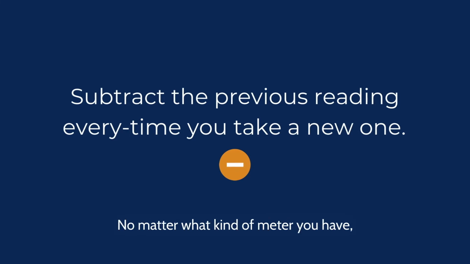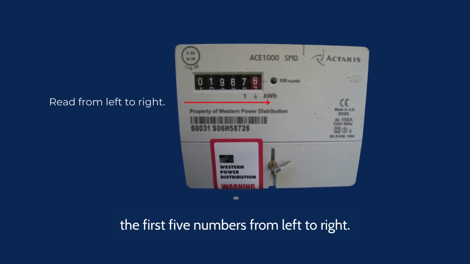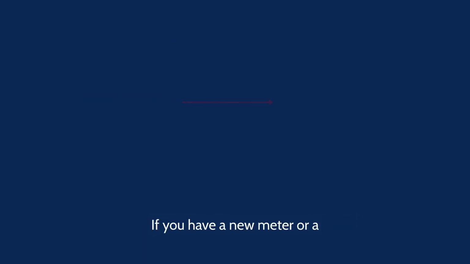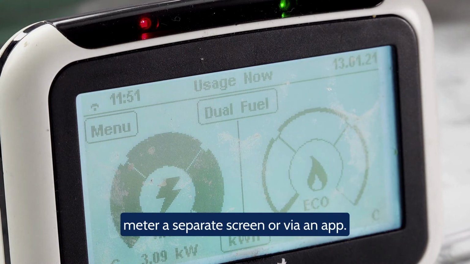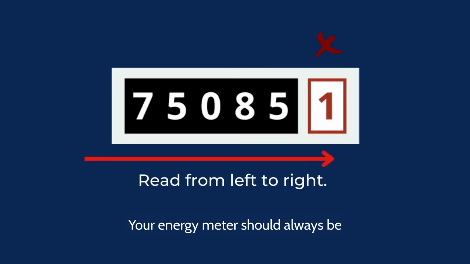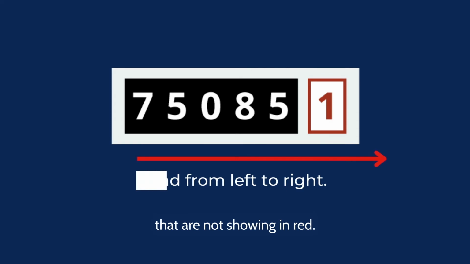No matter what kind of meter you have, you can start by taking a note of the first 5 numbers from left to right. If you have a new meter or a smart meter, it's most likely displayed on the meter, a separate screen, or via an app. Your energy meter should always be read from left to right, ignoring any digits in red. It could be useful to provide any zeros in your reading that are not showing in red though.